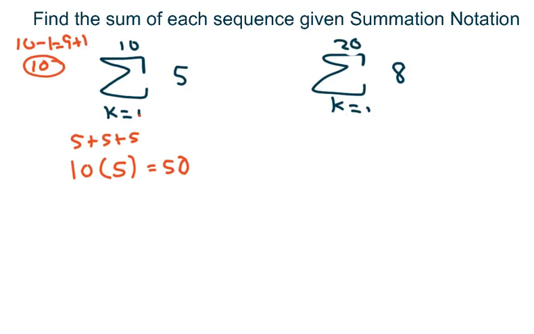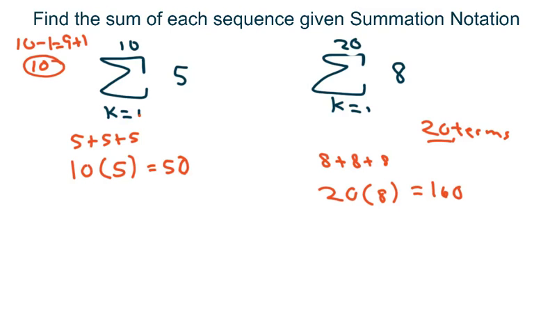The same thing here. There's no variable here. There's going to be 20 terms. So basically, if you did 8 plus 8 plus 8 all the way, and you do it 20 times, you get 20 times 8, and that's going to equal 160. So those are the easy ones. It can be confusing since there's no variable there, but this is just like a constant term.